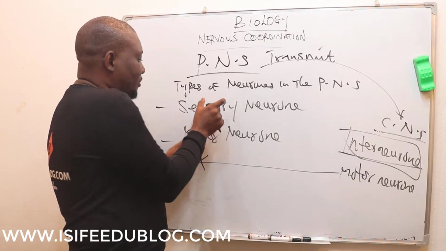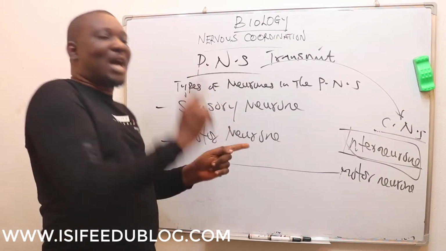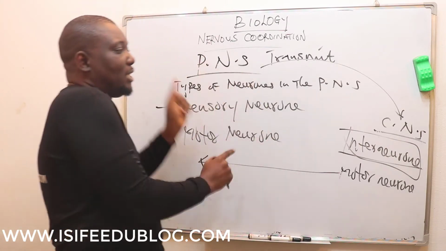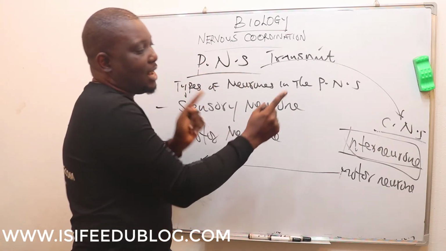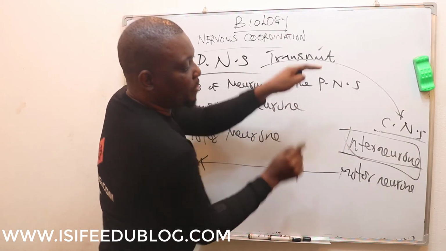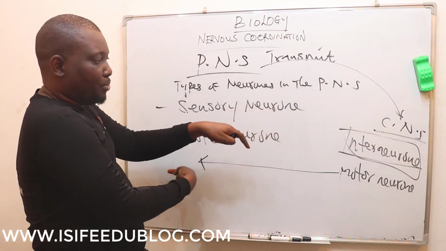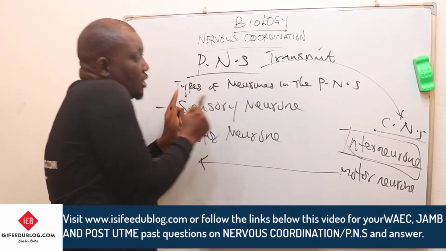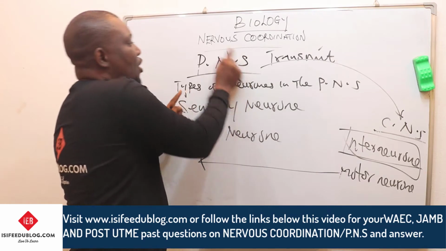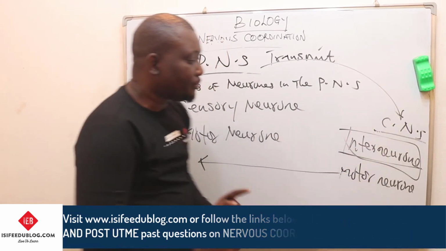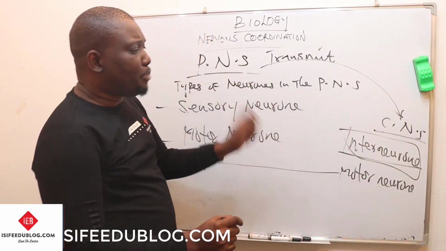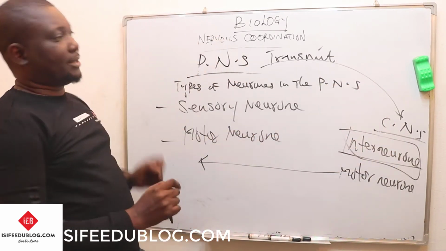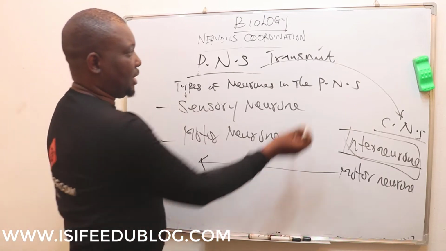But the motor neuron and the sensory neuron at all times are taking impulses to and fro the CNS. One is taking impulses from the PNS to the CNS, and one is bringing impulses from the CNS to the PNS. Like I already said, the sensory neuron transmits impulses from the PNS to the CNS, and the motor neuron moves impulses from the CNS down to the PNS. I'll still use this illustration again.